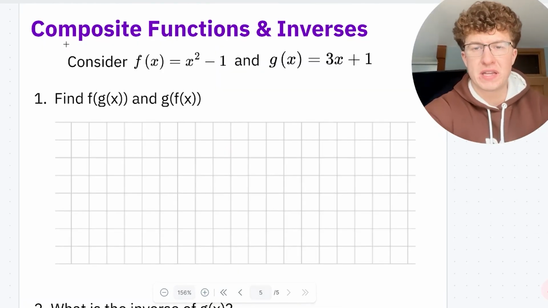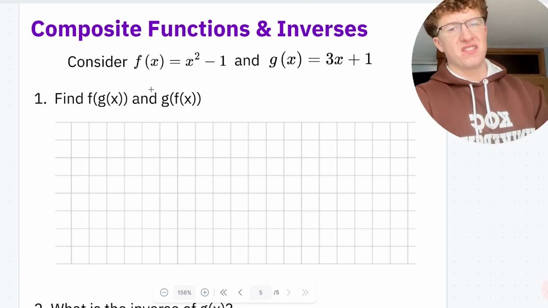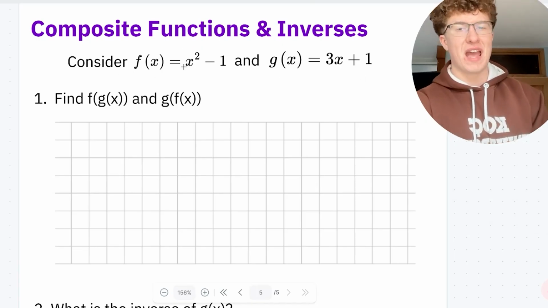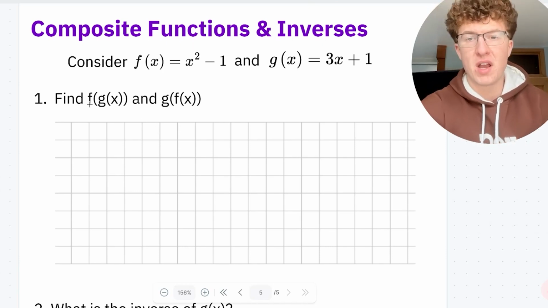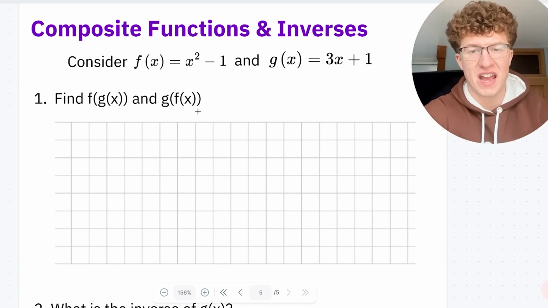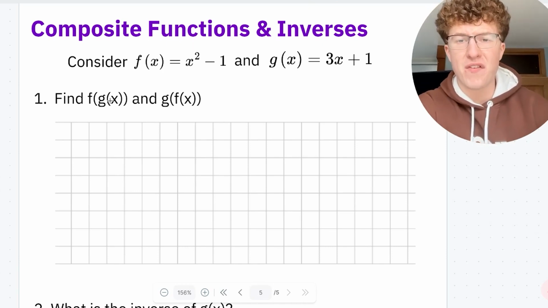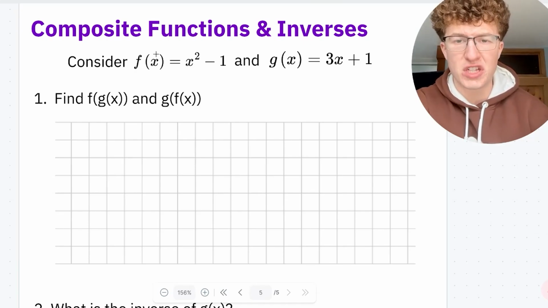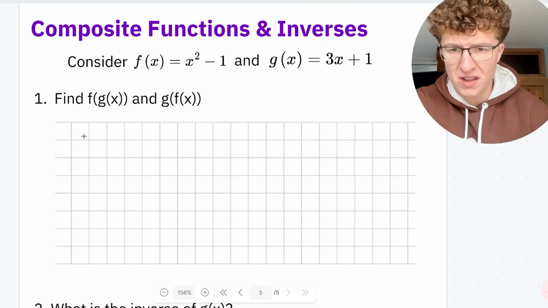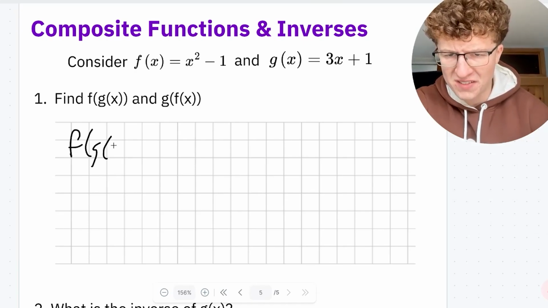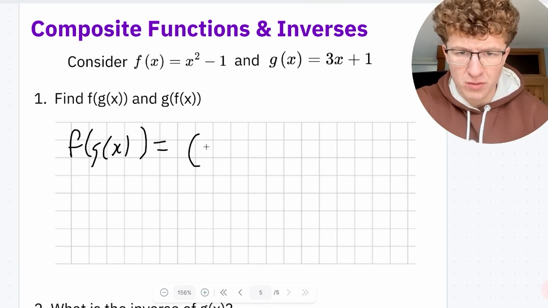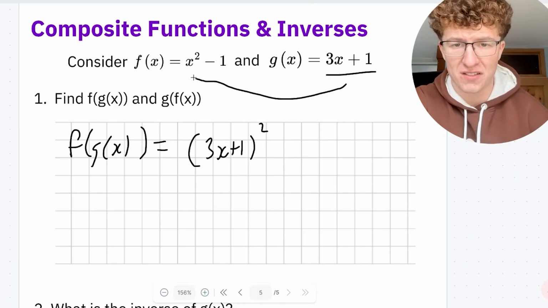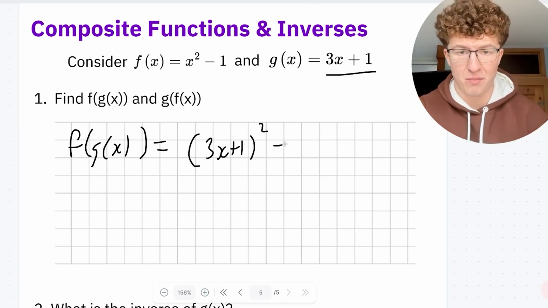Last question here, we're dealing with composite functions and inverses. So we're given 2 functions. F of x is x squared minus 1, and g of x equals 3x plus 1. We want to find f of g of x and g of f of x. Remember, f of g of x means we're going to fill g of x into f of x. So f of g of x is going to be 3x plus 1 squared. Remember, we just fill this into the x value here, and then we have minus 1.